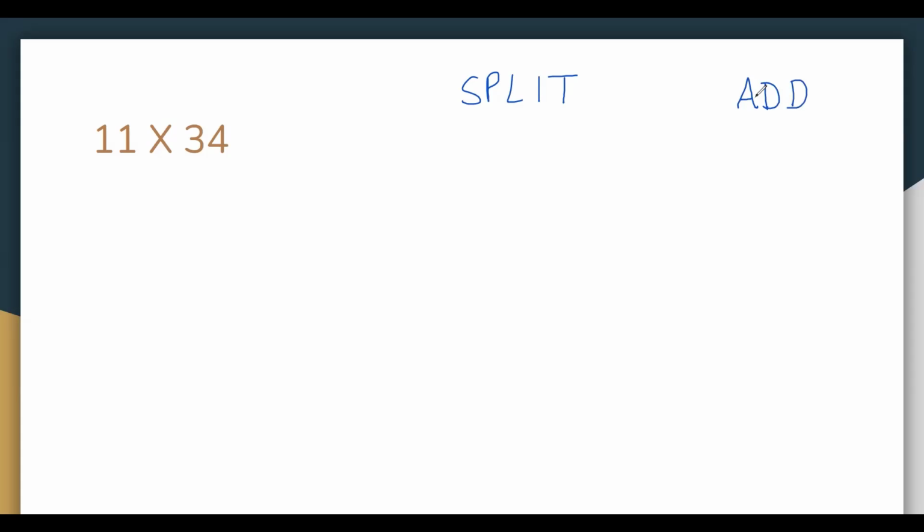Let me show you how to do this. First we split the numbers and write them over here. The second step is add. We add 3 plus 4. We get 7 and we write it in the middle. So that's our answer. 11 times 34 is 374. Wasn't that easy? Let me show you once again.